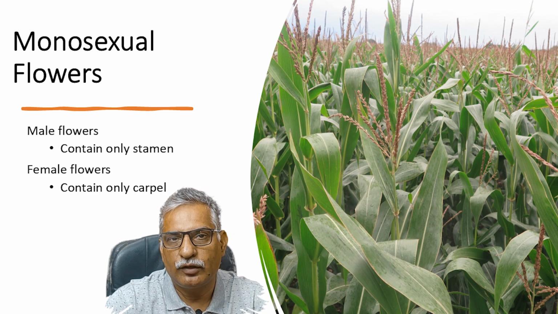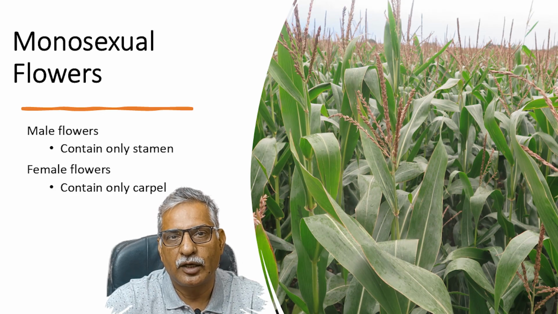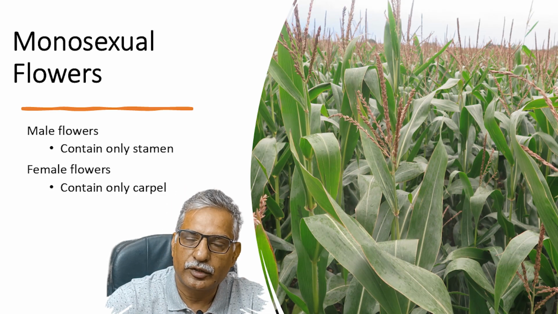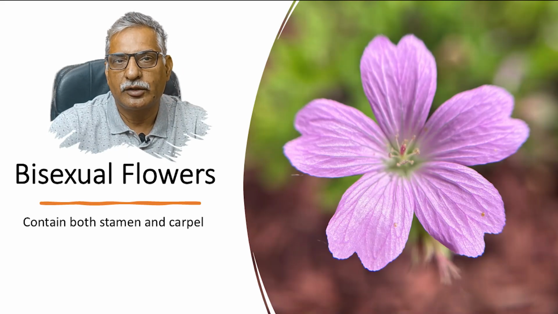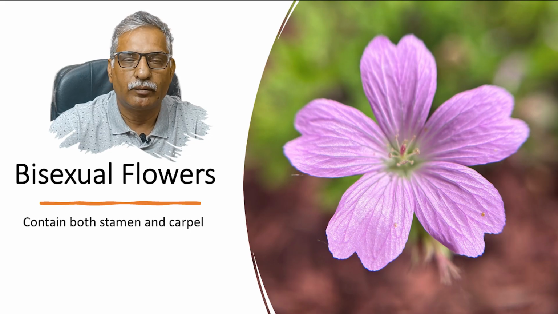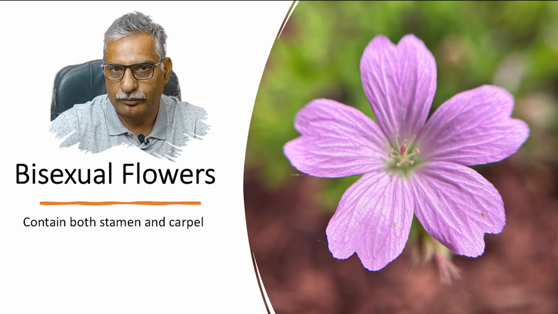Now, in these two different types of flowers, gametes ripen at different times. So, these plants are majorly focused on cross pollination. There are certain plants that are bisexual plants because their flowers contain both stamen and carpel within one flower. So these are known as bisexual flowers. Sunflower is a well-known example of it.